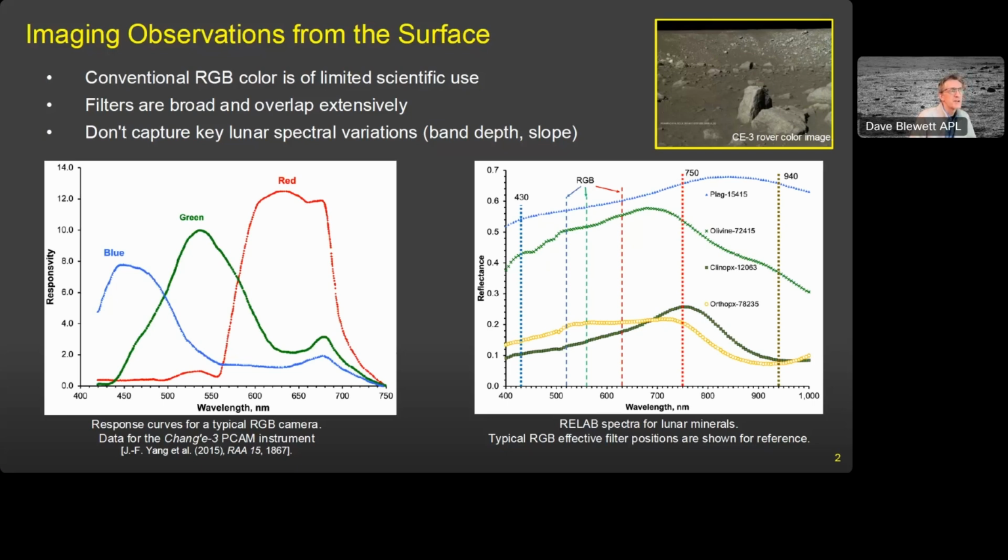This is illustrated in the spectral plot on the right that shows the major silicate lunar minerals. And of particular importance is the ferrous iron absorption band that's located at wavelengths between about 900 and 1,000 nanometers. So to overcome that, next slide.